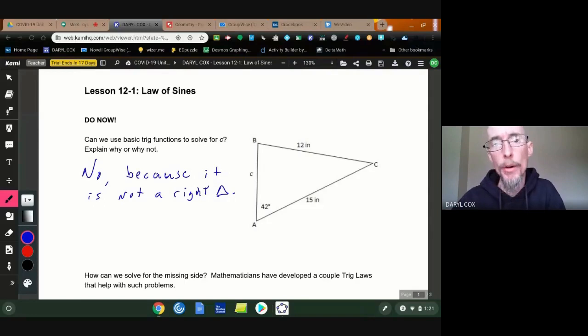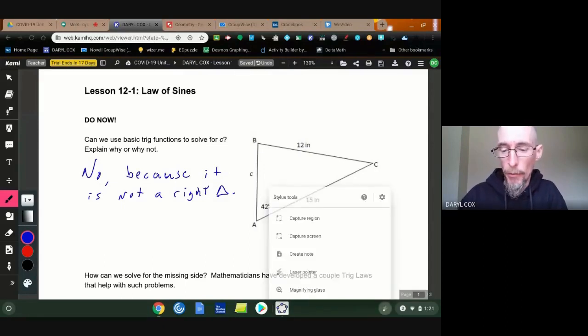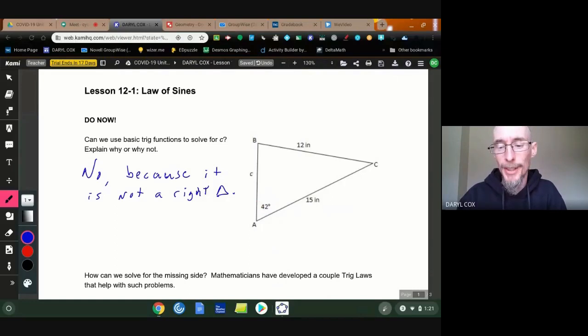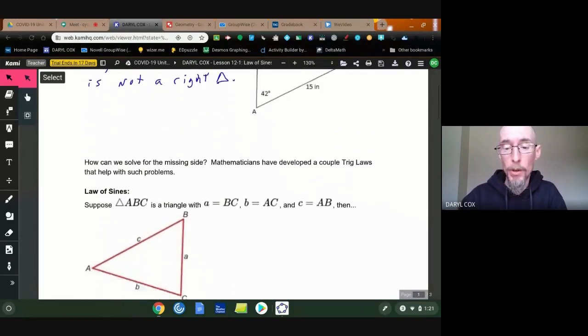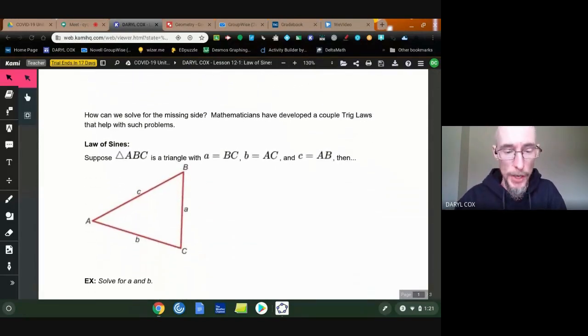Remember that all of our basic trig can only be used on right triangles. This triangle, we have no way of knowing that it's a right triangle. I have a 42-degree angle here, but I don't know anything about the other 2 angles. I don't know they're right angles, so I can't assume that they are. So we need some other rules. Luckily, mathematicians have helped us out here. Okay, we can work with this by using what's known as the law of sines.